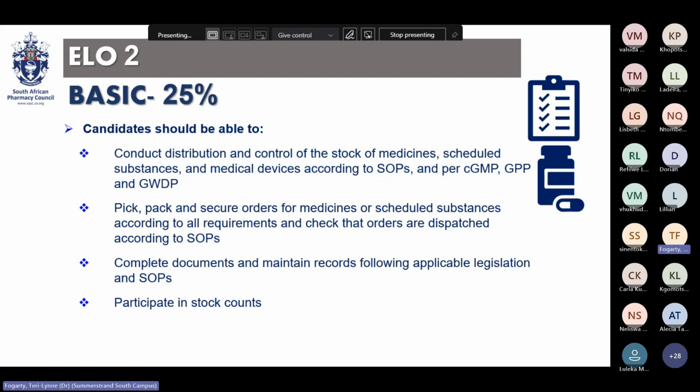You need to be able to pick, pack, and secure orders for medicines or scheduled substances according to requirements, and check that all orders are dispatched according to standard operating procedures. And then complete documentation. It's important to know what documentation is linked to stock management, how to complete that, and what records are required. And then you need to know what it is to participate in a stock count and what might be required to be able to participate in a stock count.